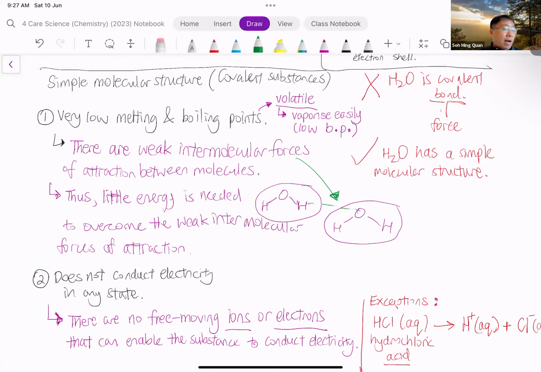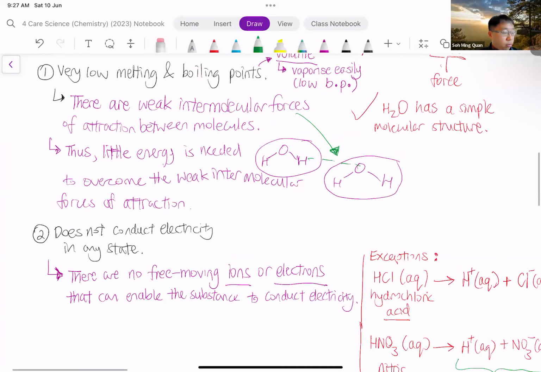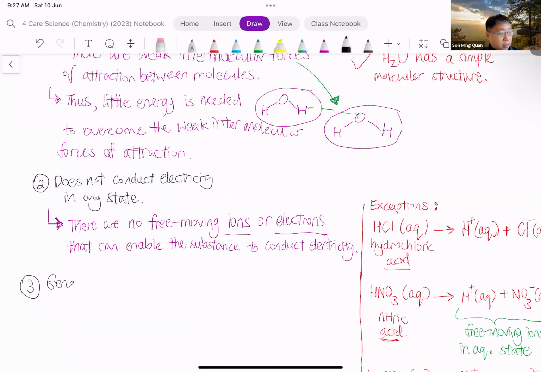There's one more physical property that I would like to highlight to you, which is that simple molecular substances are generally soluble in organic solvents. For example, they can dissolve very well in oil and hexane. These are examples of organic solvents. This is the opposite of ionic compounds. Ionic compounds do not dissolve in organic solvents. So we have basically summarized all the physical properties that you need to know.